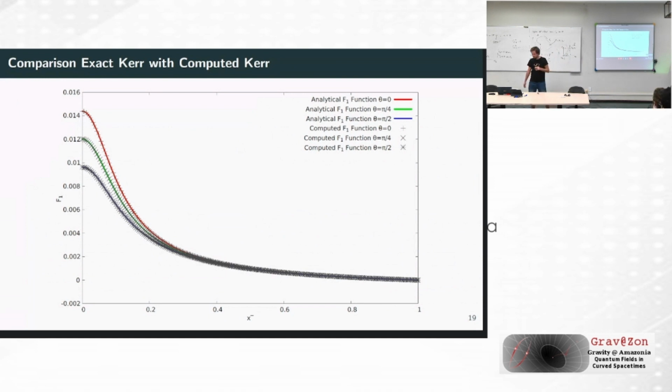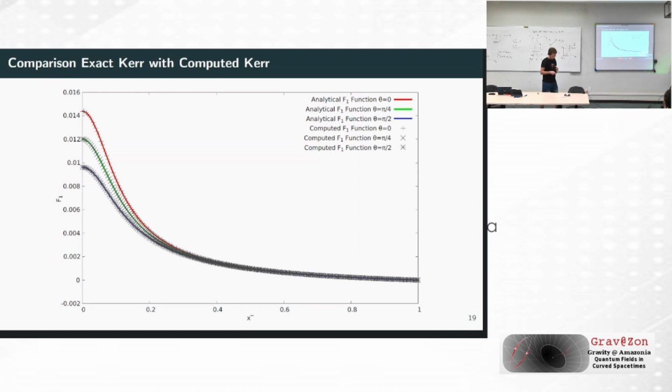So here, for example, I have the F1 function. Although you probably can see it, this is the F1 function as a function of the compactified radius. So it goes from 0 to 1. And it's for 3 different angles theta: the poles, theta of pi over 4, and the equatorial plane. The lines are the analytical function, and the pluses, crosses, and stars are the computed function. You can see that it's quite good.